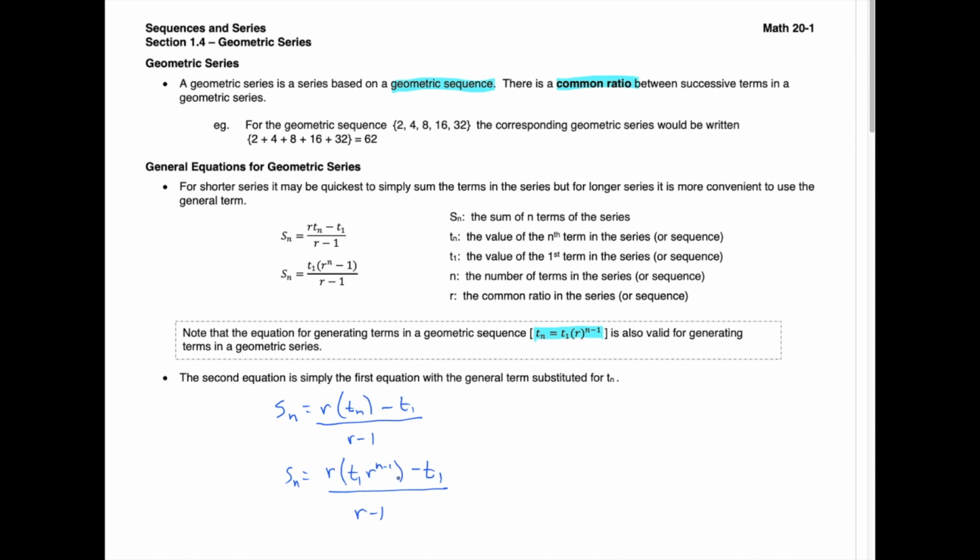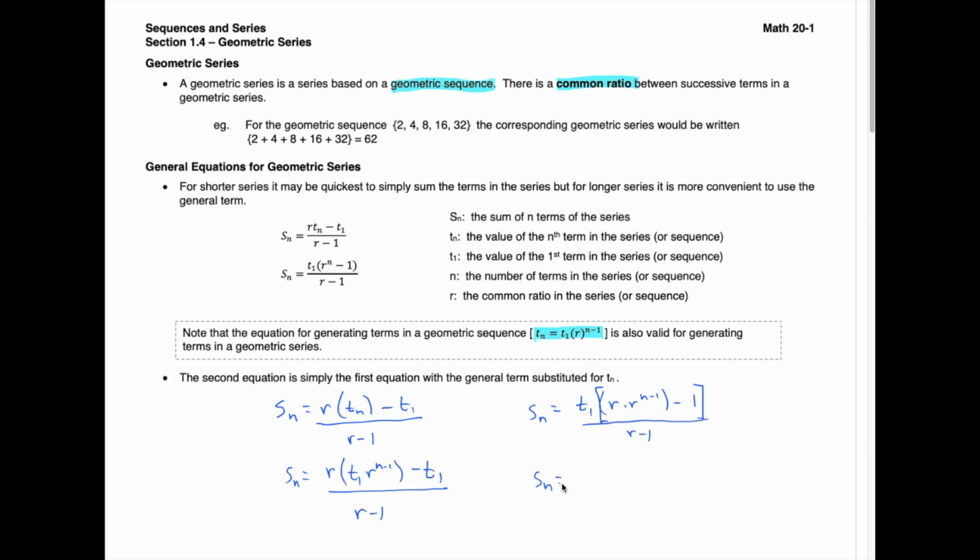So if I look at my numerator here, what I'm going to do is I'm going to factor out that t_1, because both of my terms in the numerator have a t_1 term. And so it'll give me then t_1, and then in brackets, I'll have this r times r to the n minus 1 in the bracket, and then minus 1. And I have a full bracket around there, just because I factored the t_1 out of both of those terms. And then all still over r minus 1.